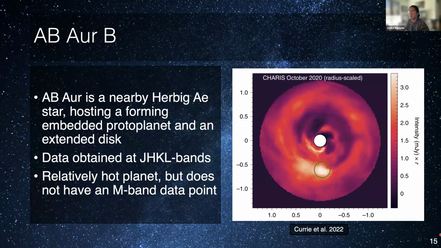And so we went about doing this. The target that I was particularly interested in is AB Aur. AB Aur is just a Herbig Ae star. It has a forming protoplanet and a very extended disk. It's a very large disk. And so this is a very, very well-studied system. But most of the data in the near infrared has been obtained in J, H, K and L bands. I don't believe that there's a data point in M band quite yet. So the main goal of my campaign was to get an M band data point on this forming protoplanet.